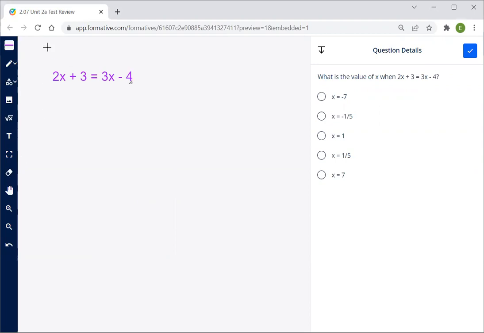So remember, copy, paste, put your line down the middle. We have x's on both sides. So immediately you should think about, what do I have to do first? We have to move the smaller x. So we have 2x, 3x, so we need to move the smaller, which is 2. So we have to do the opposite, which is subtract 2x from both sides.